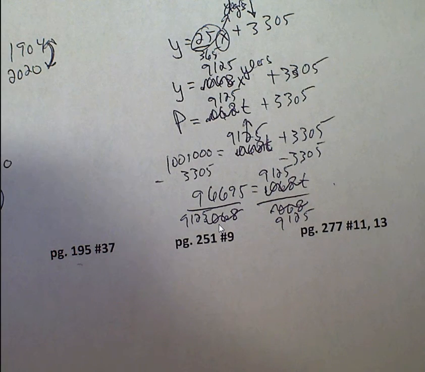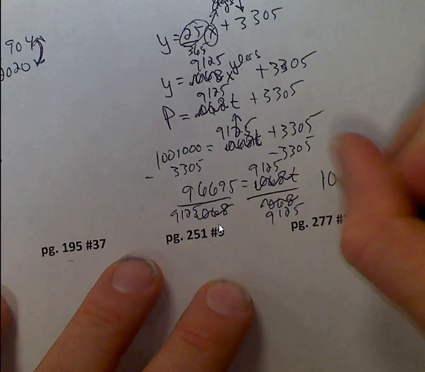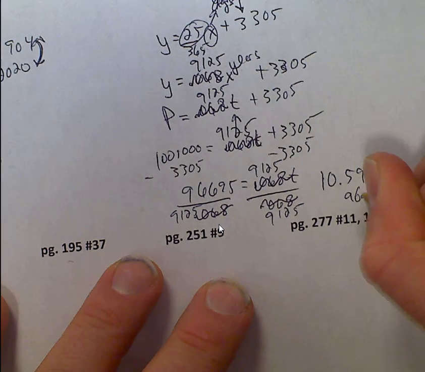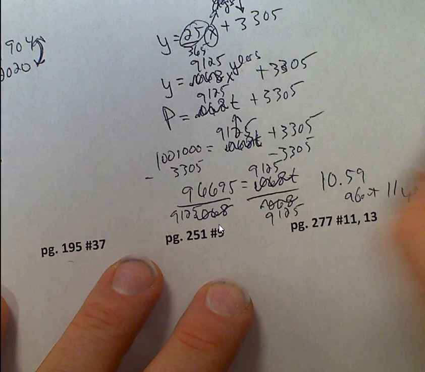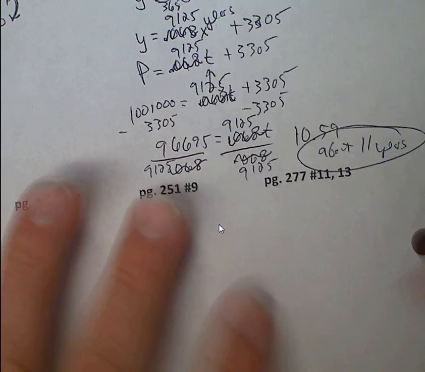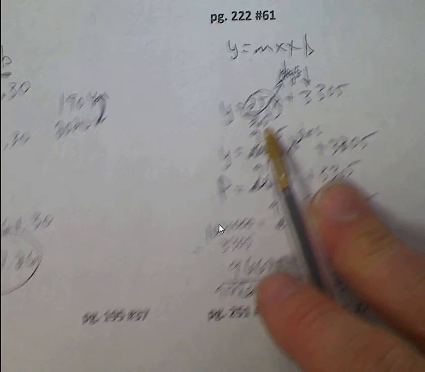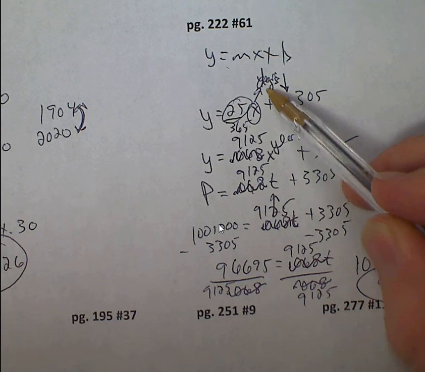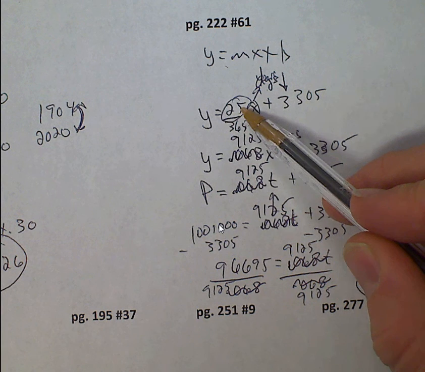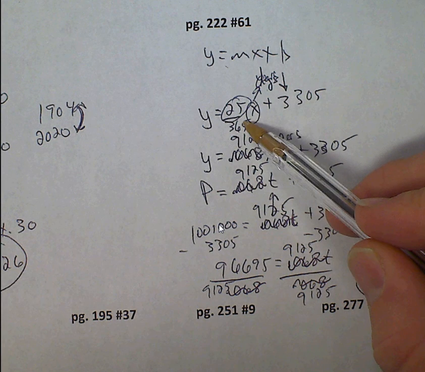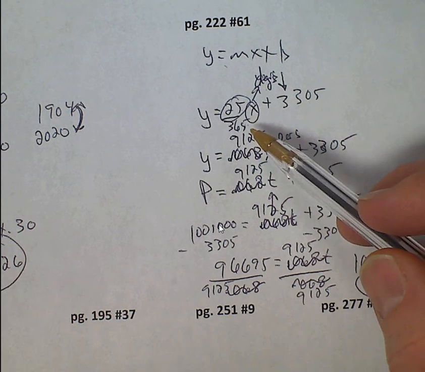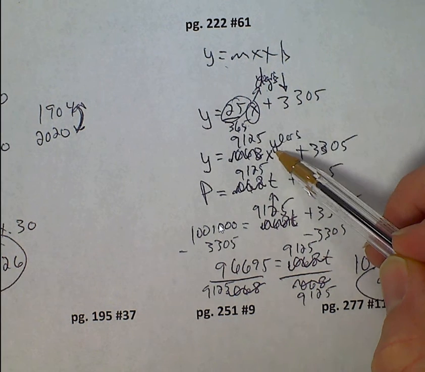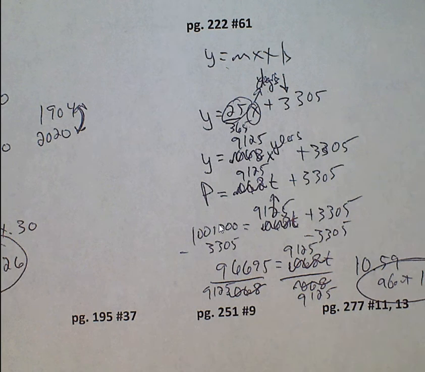96,695 divided by 9,125 gives me 10.59. So it's going to take about 11 years. Once again, let me re-explain this. This was 25 per day. If I have 25 phones per day and there's 365 days a year, I multiply that instead of divide. So then this turns into years. Then I continue. I apologize for my mistake.